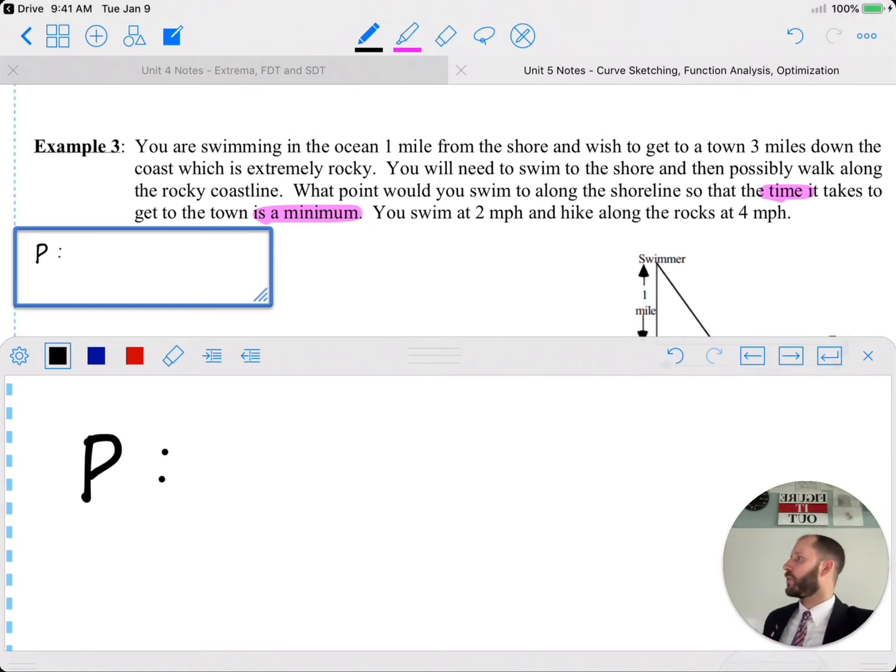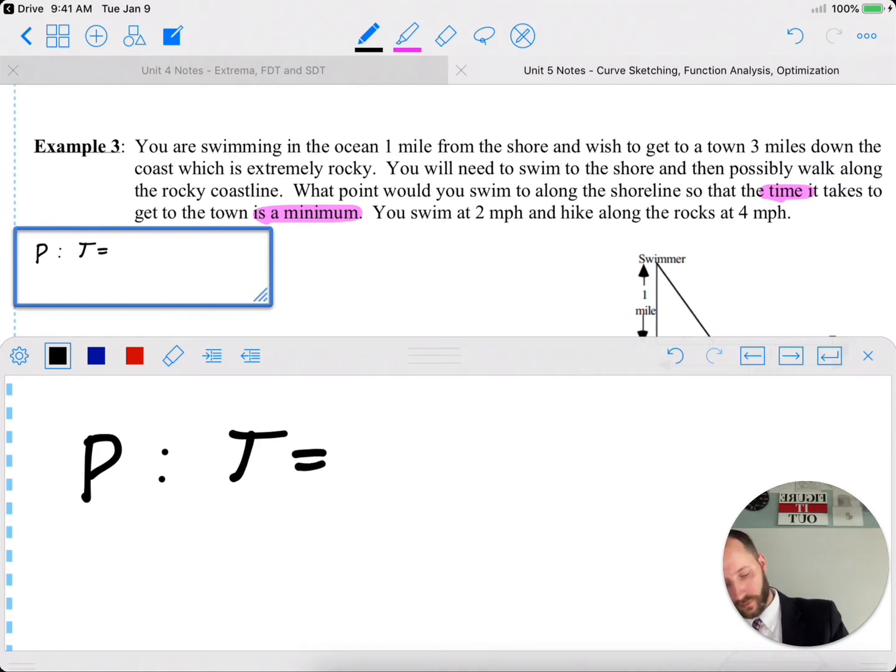So our primary equation, what we want to find is time. Our total time of the entire trip. I think there's going to be quite a few secondary equations to this.